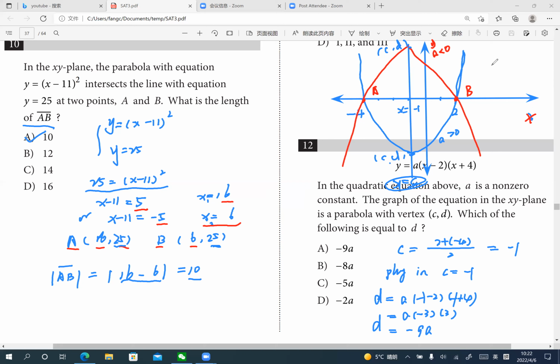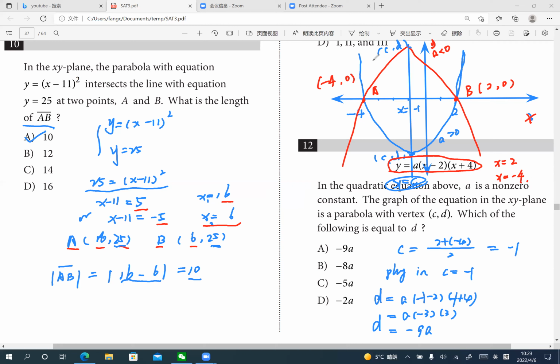Or x-intercepts. And the equation is written in the intercepts form, so we can read the intercepts from the equation directly. One is x equals 2, another one is x equals negative 4. So the two intercepts, we know the coordinates. One is (2, 0), another one is (negative 4, 0).